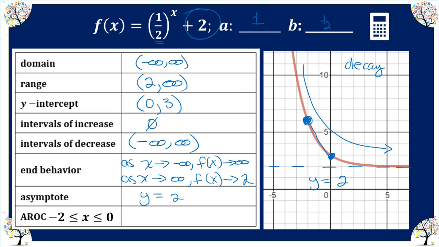So average rate of change from negative 2 right here to 0, 3. Here's our secant line. So we're going down 1, 2, 3, and over 1, 2. When I say over, I should say to the right. So negative 3 over 2, because we always work from left to right on our graphs.